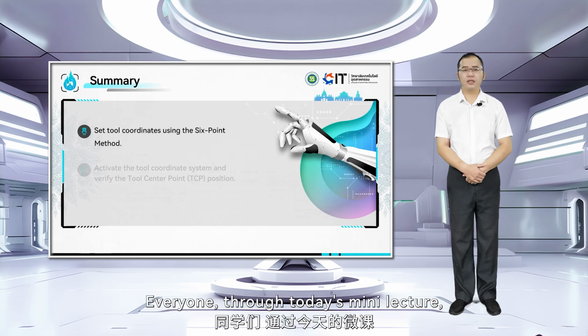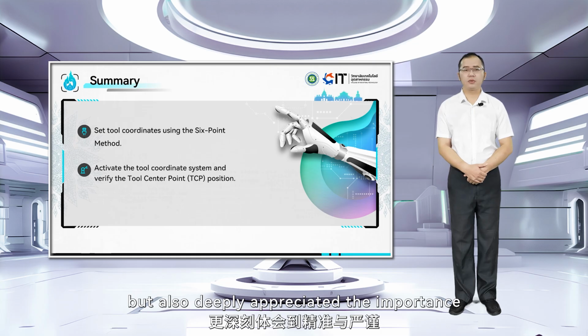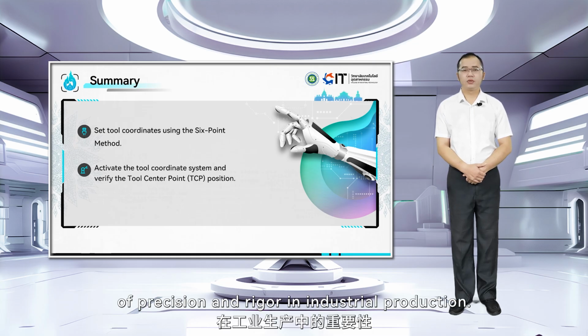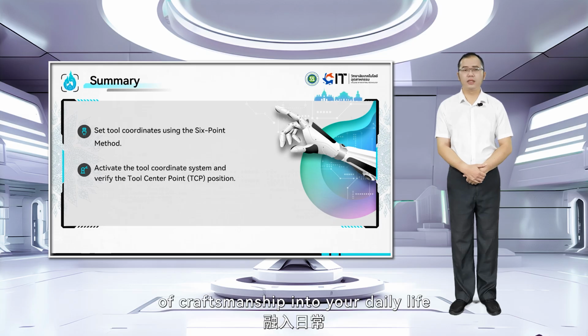Everyone, through today's mini lecture, we have not only mastered the essence of setting tool coordinate systems with the 6-point method but also deeply appreciated the importance of precision and rigor in industrial production. I hope you can integrate this spirit of craftsmanship into your daily life and contribute to achieving the dream of becoming a manufacturing powerhouse.